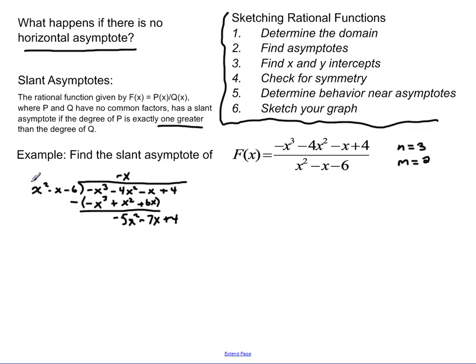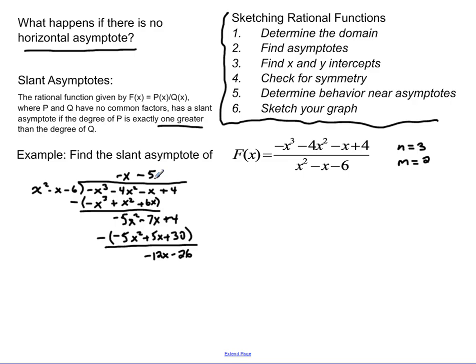Okay, so now we need to take x squared and figure out, well, what would I multiply to get negative 5x squared? That's going to be minus 5. So we're going to have minus 5x squared. Minus 5 times negative x, that's plus 5x. Minus 5 times negative 6, that's plus 30. So now we're going to subtract that from the line above it. And we're going to get negative 12x, minus 26.